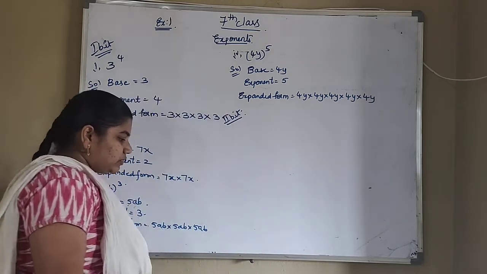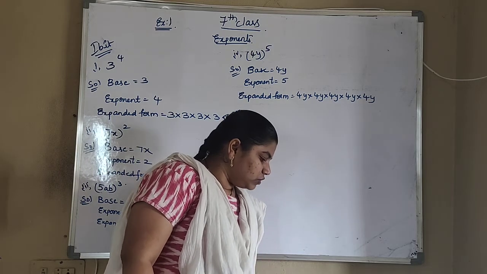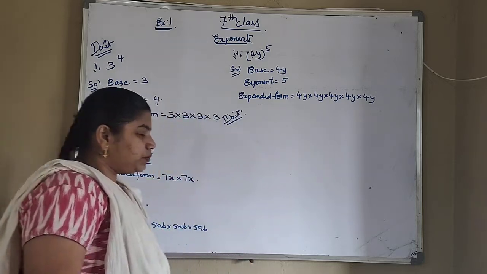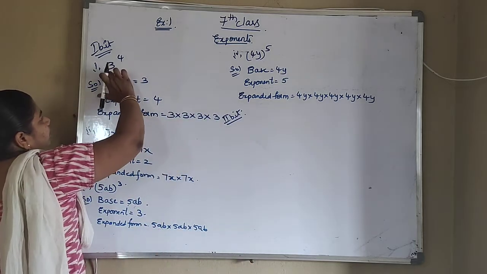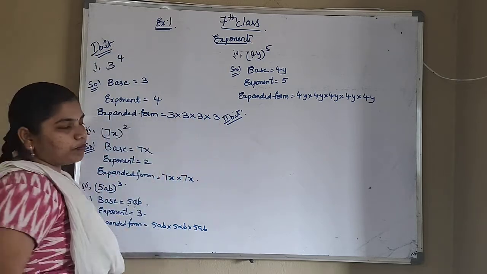What is second bit we will see. Write the exponential form of each expression. So we have to write the exponential form for each expression. Exponential form is this power form. This is in the form of exponential form. This is expanded form. Okay.